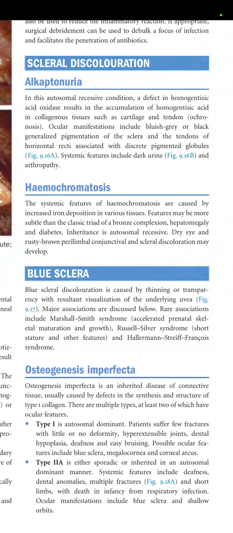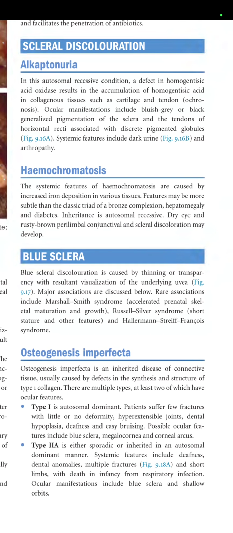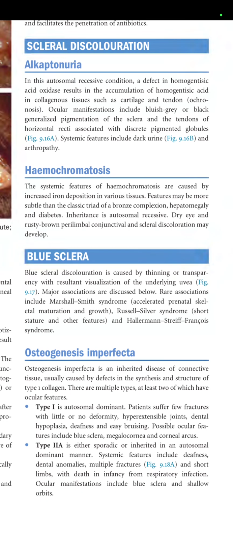Hemochromatosis: basically, iron is deposited in it. The systemic features of hemochromatosis are caused by the increased iron deposition in various tissues. Features may be subtle, but the classic triad is bronze complexion, hepatomegaly, and diabetes. So the hemochromatosis triad you should remember: bronze complexion, hepatomegaly, and diabetes. Inheritance is autosomal recessive. Dry eye and rusty brown perilimbal conjunctival and scleral discoloration may develop.